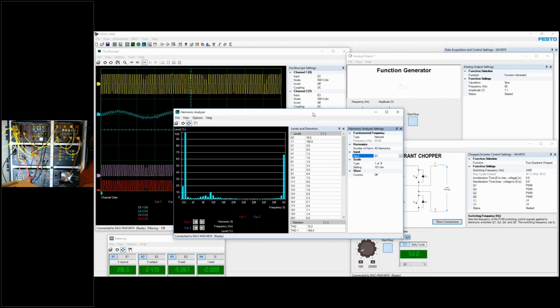A harmonic is simply a multiple of a base frequency. So here my base frequency is 60 Hertz. The second harmonic will be 60 Hertz multiplied by 2, 120 Hertz. The third harmonic will be 3 times 60, etc. So these are multiples of the base signal. And we find that everywhere in nature.